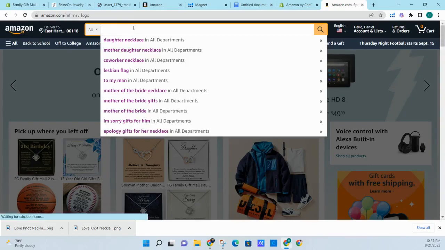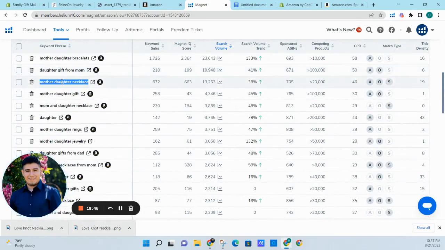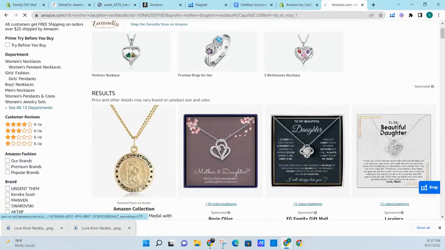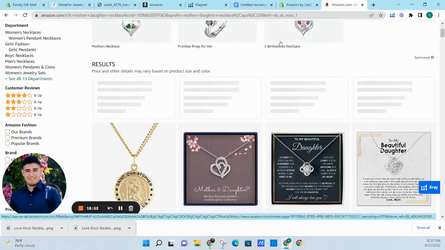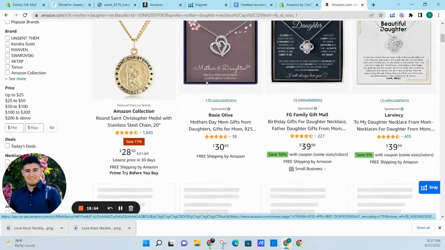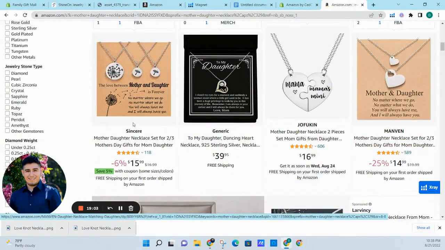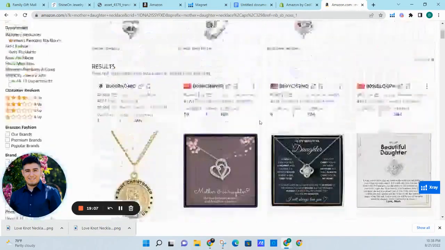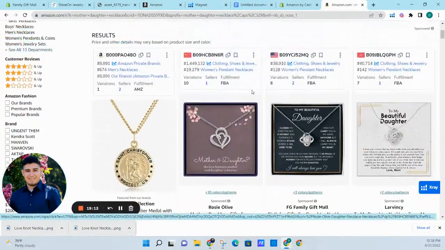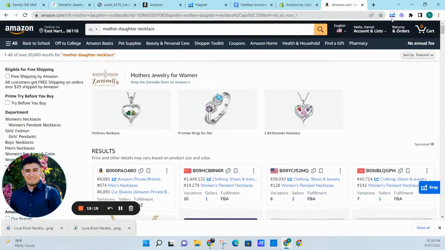So we'll type what we typed before, or even if you want to type this, right? Mother-daughter necklace, the most searched keyword. Now you might get scared if you see a necklace at $30, this necklace at $16, this one at $14, this one at $15. I get it. When I first got into the market, I felt like they were selling it too cheap, right? Now I'm going to show you why this doesn't matter.